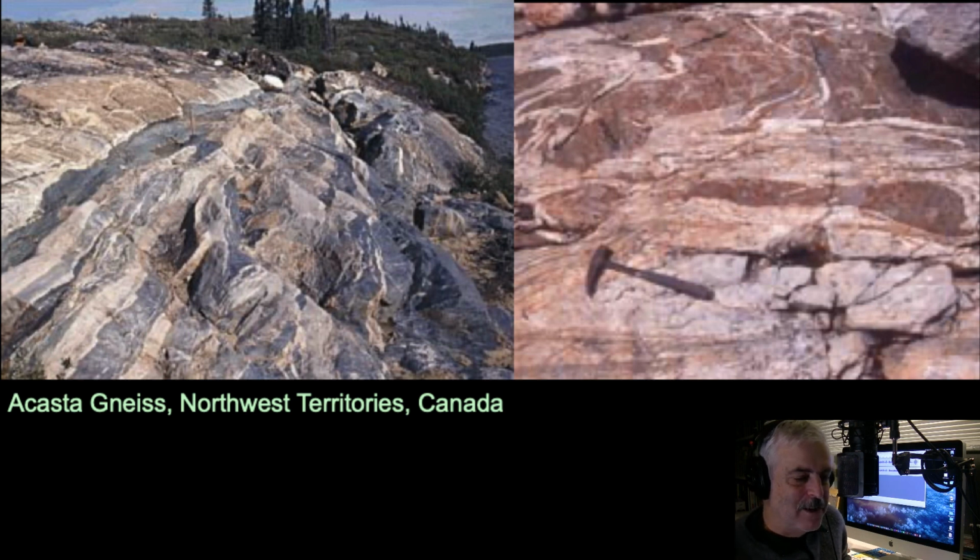So here's the Acasta gneiss. This is going to take a little bit of background here. Gneiss is going to be one of the rocks that we look at when we talk about metamorphic rocks. So that's next on the list here.